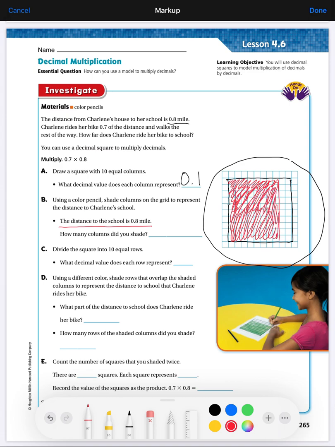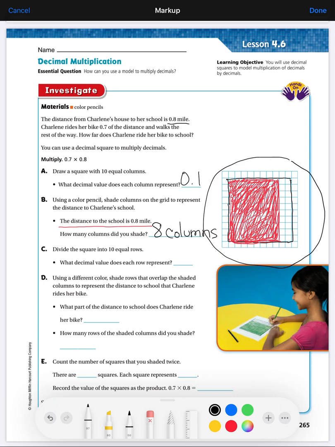It's actually kind of hard to color on this. I'm using an iPad, and for some reason it's kind of harder to color. Okay. Like I said, doesn't have to be beautiful, doesn't have to be perfect, just roughly, okay? So we've shaded in 8 out of our 10 columns, okay? Then it says, how many columns did you shade? Well, I just said it. We shaded in 8 columns.